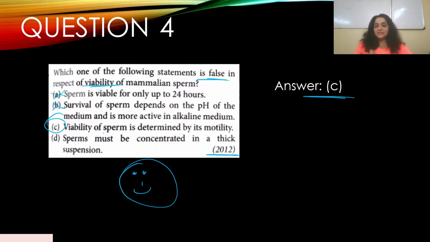The tests I mentioned regarding viability of sperm were taken from the WHO semen analysis manual, which tells you how semen analysis is done. And sperms must be concentrated in a thick suspension. Yes, I have already explained that. That is true, but in this case we have to find the false statement, so C is the false statement.